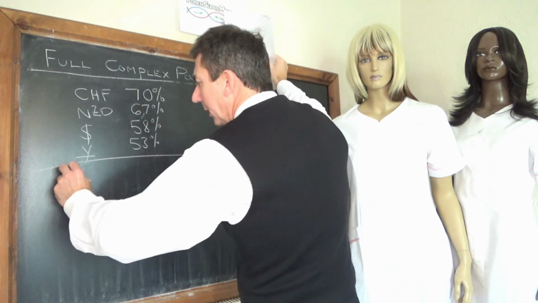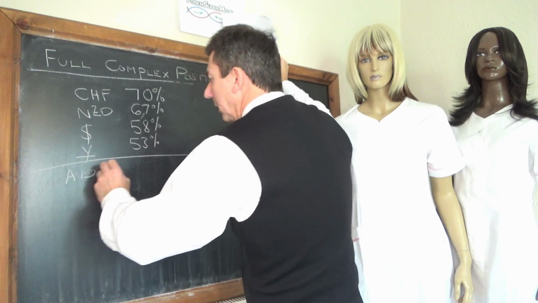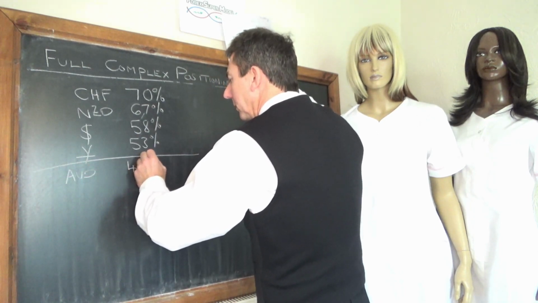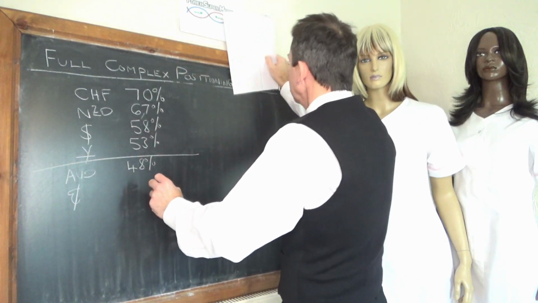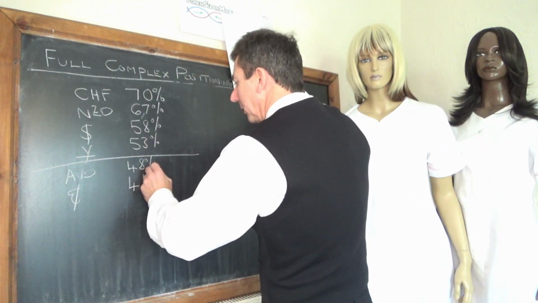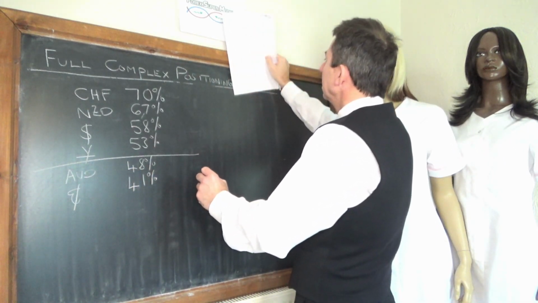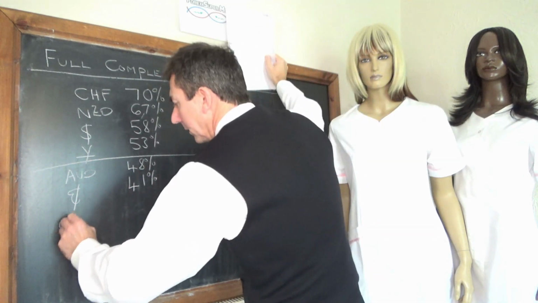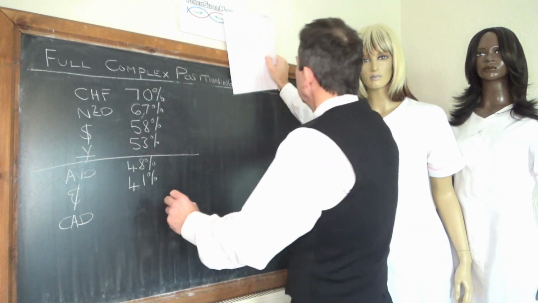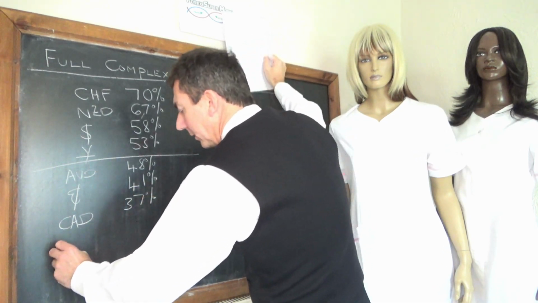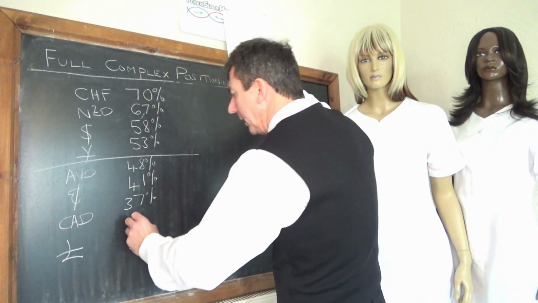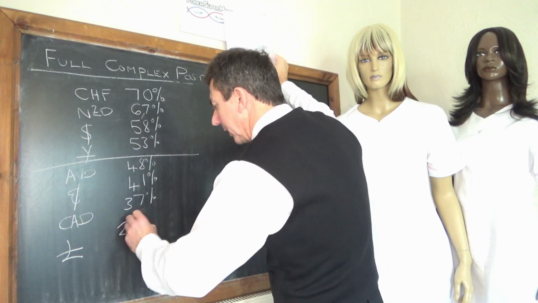And then AUD is at 48%. Euro, EUR, is at 41%. And the CAD, Canadian dollar, is at 37%. And the pound, GBP, is at 26%.